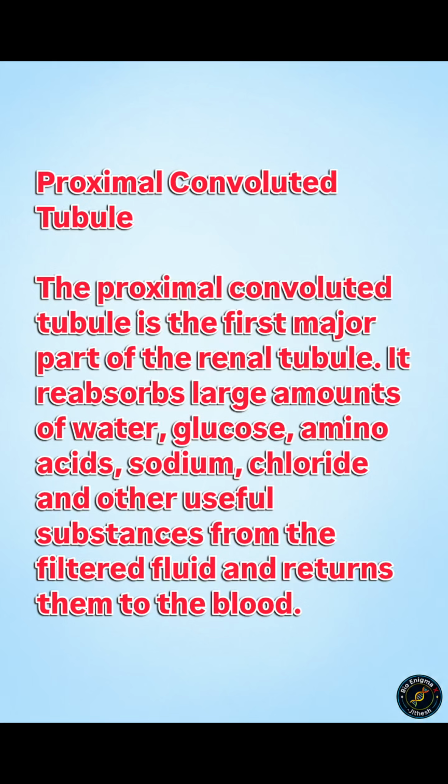Proximal convoluted tubule. The proximal convoluted tubule is the first major part of the renal tubule. It reabsorbs large amounts of water, glucose, amino acids, sodium, chloride and other useful substances from the filtered fluid and returns them to the blood.